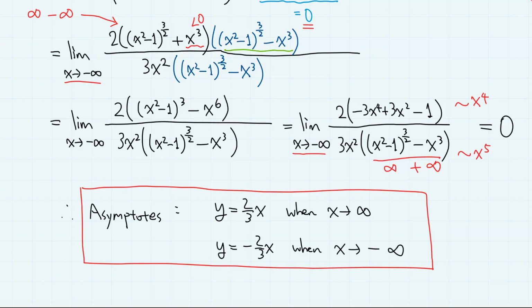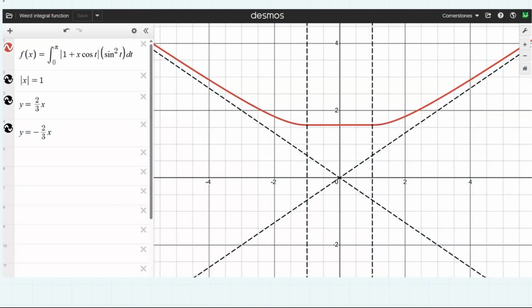Now, if you want some graphical visualization, this is the graphical visualization of function f of x. As you can see, the graph is constant between negative 1 and 1. And you can also clearly see that f of x approaches two different asymptotes, y equals 2 over 3x and y equals negative 2 over 3x.